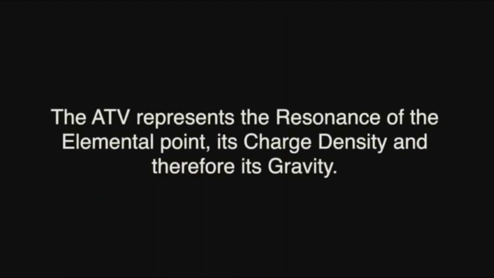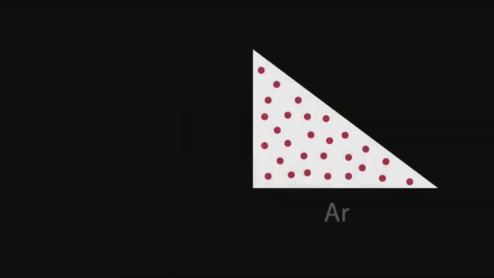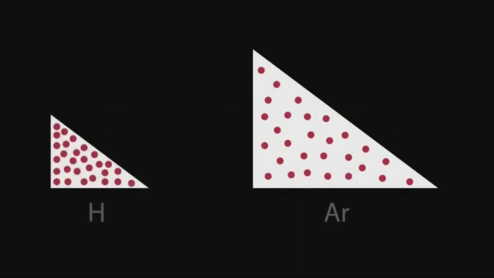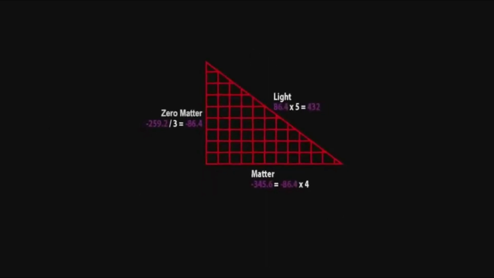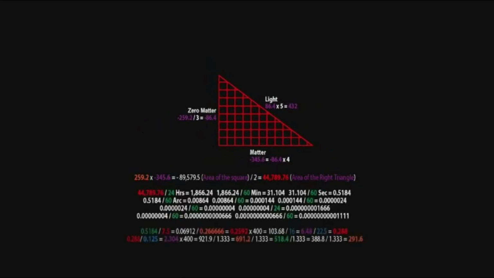The ATV represents the resonance of the elemental point, its charge density, and therefore its gravity. Gravity is the inverse relationship of an osmotic effect, which is created by a lower charge density element, defined by alternating current, being attracted towards the higher charge density of a singularity 0 point, representing direct current. The ATV illustrates the elemental charge density by representing the area that the fixed charge occupies.